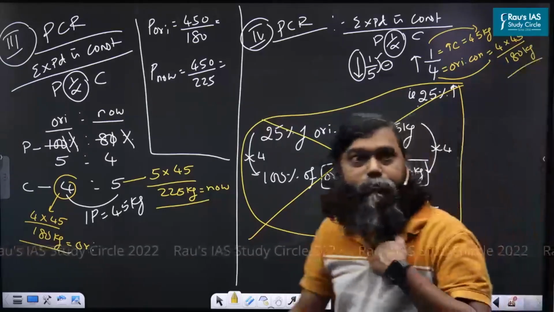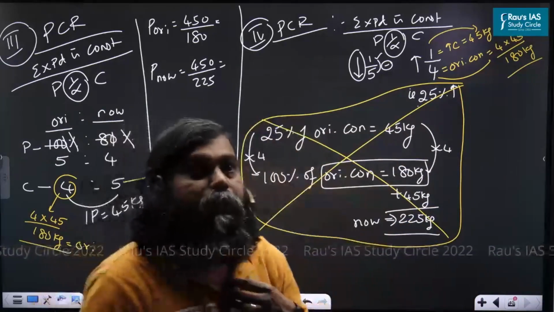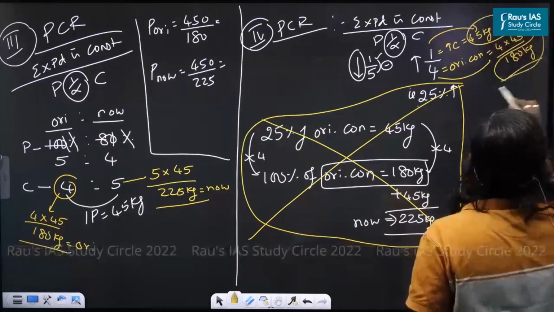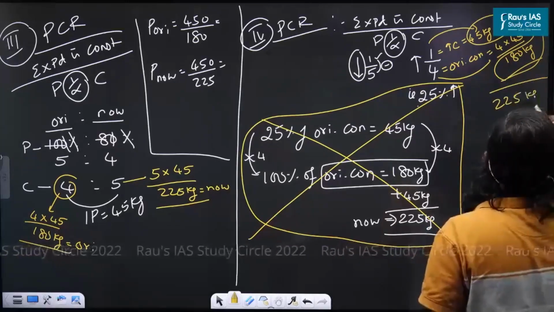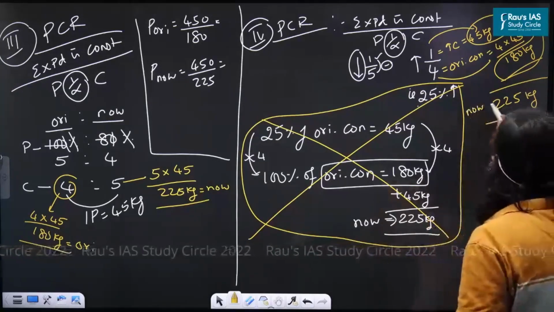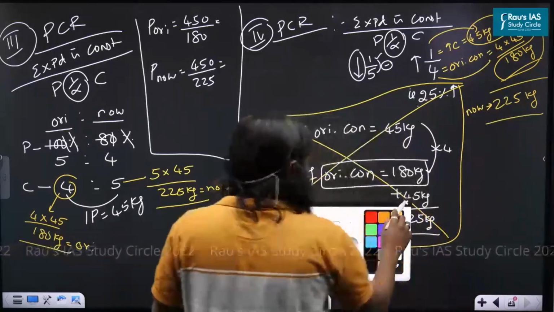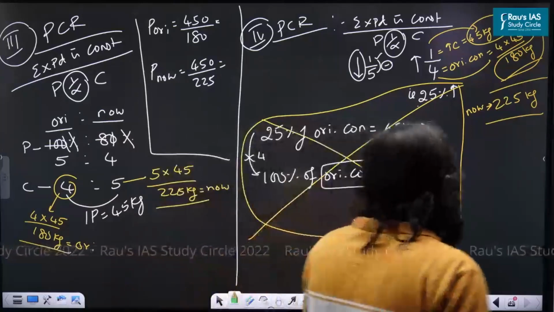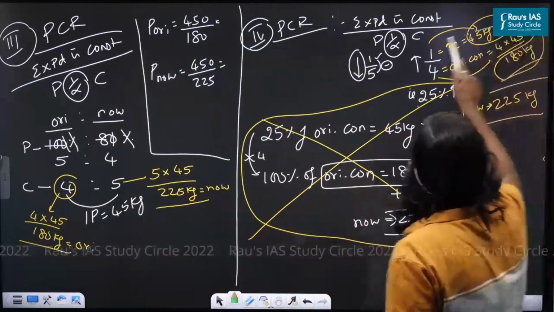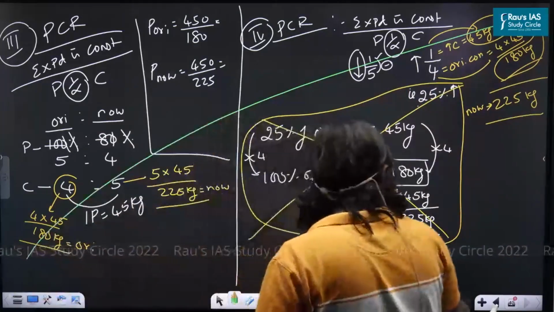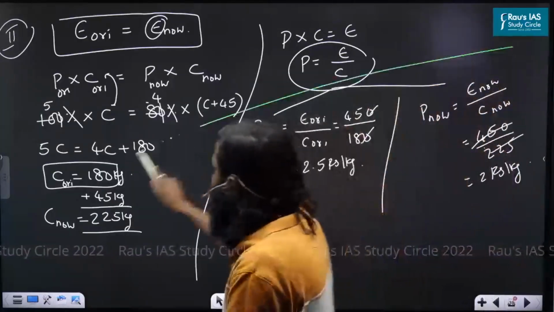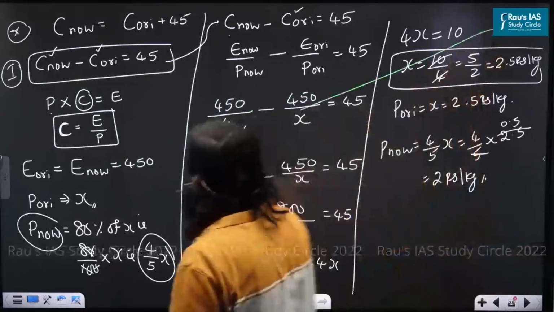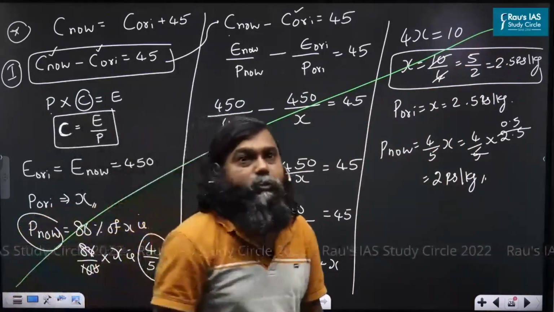Have you understood this? Totally silent. What is the new consumption? 180 plus 45, that is 225 kg is the new consumption. All understood? Anybody have a doubt? Whatever interpretation we have done so far is the world's worst interpretation. If you solve like this, you will get the answer, but your analytical skill will never enhance.